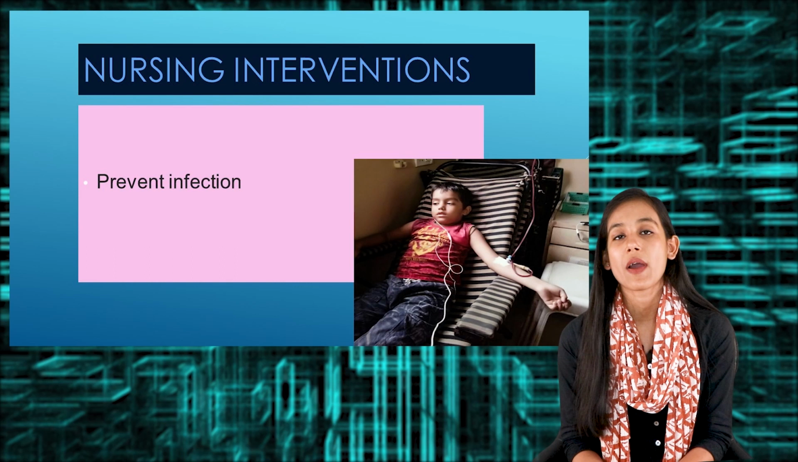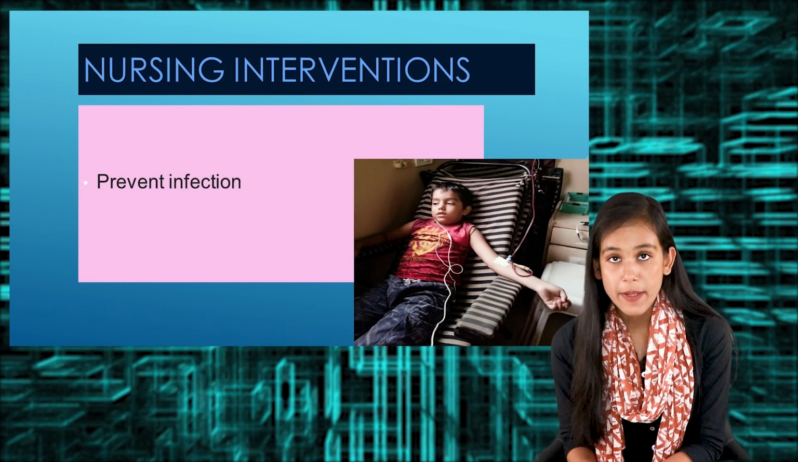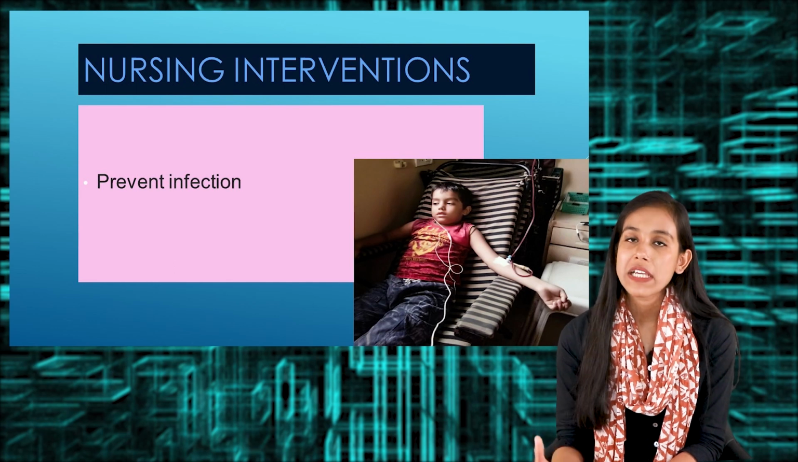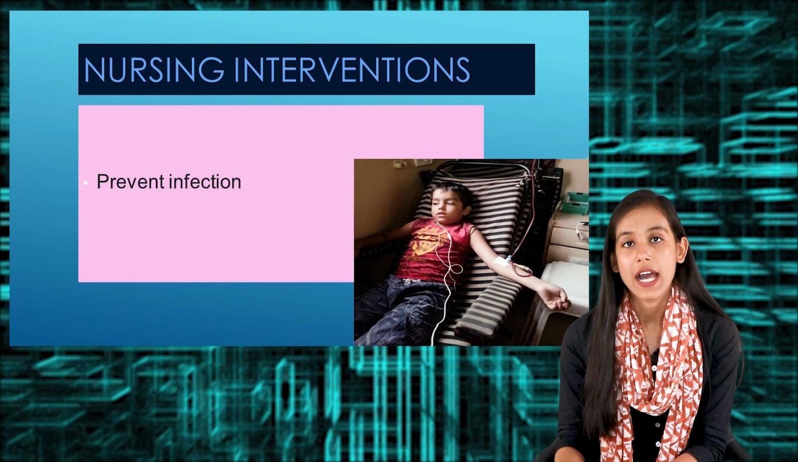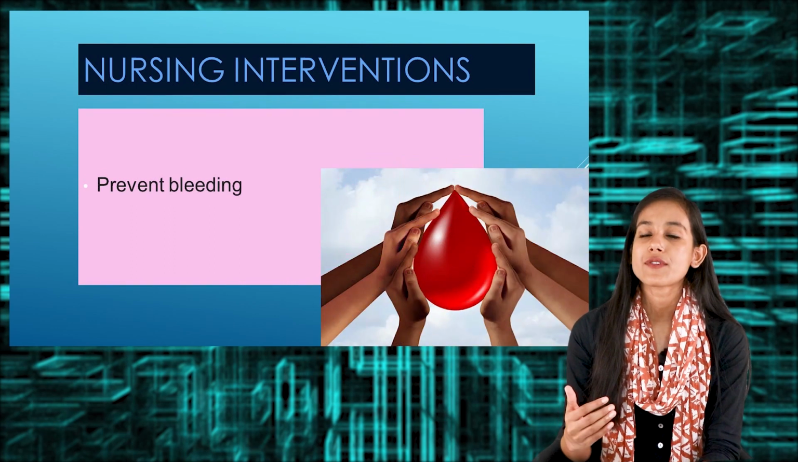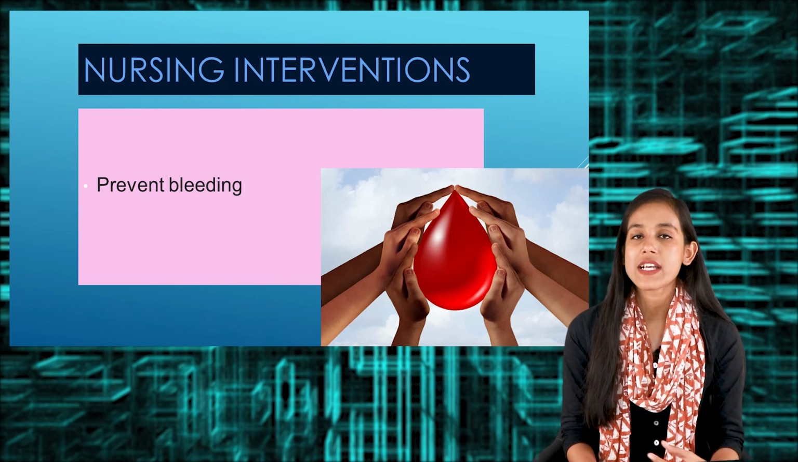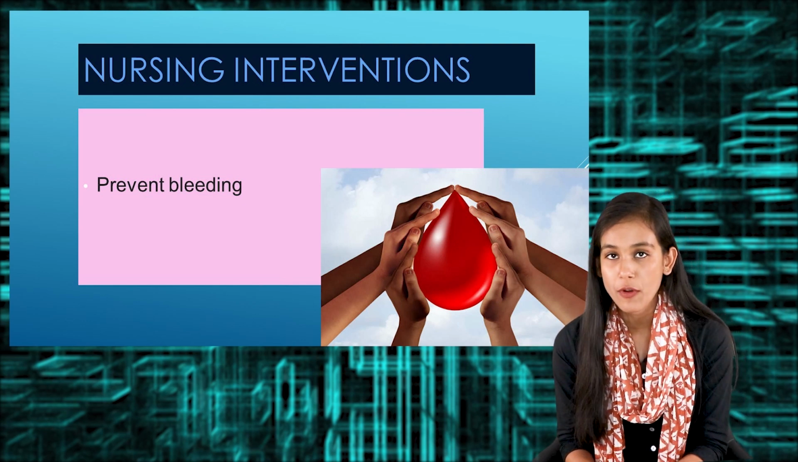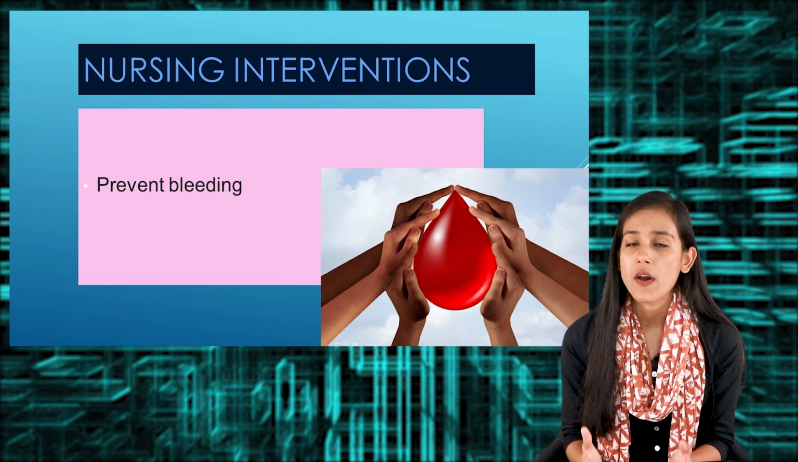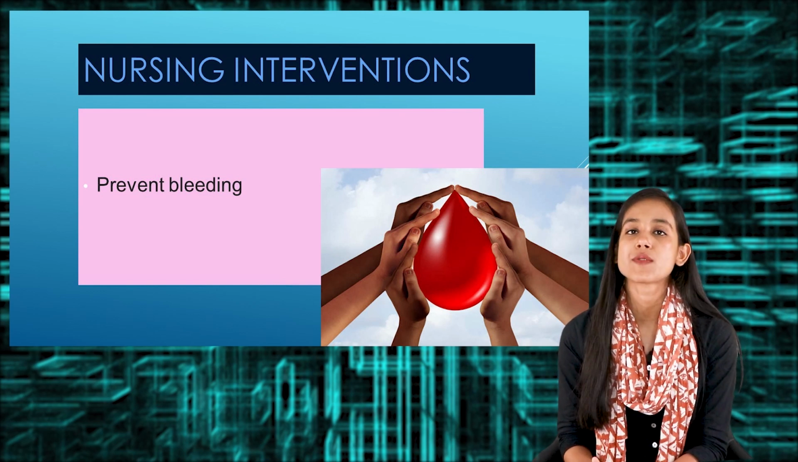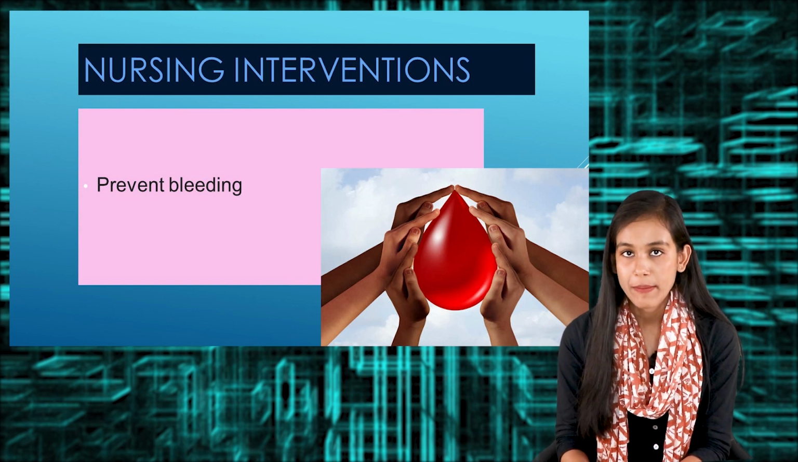You have to educate the parents. You have to instruct them that they should not give any raw vegetables or uncooked meat to the child. And also you have to stress the importance of hygiene. And then we also have to prevent bleeding in these children. So we have to assess if there is any spontaneous bleeding from the body parts. And also you have to instruct the child to avoid any rough activities which can harm the child or which might increase the chance of bleeding.